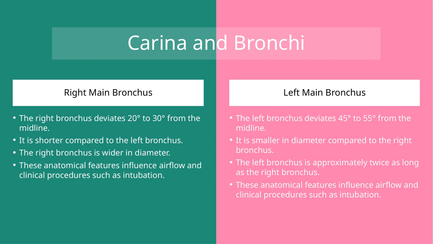helps ensure proper placement. Now, turning to the left bronchus, it deviates more, about 45 to 55 degrees from the midline. It's smaller in diameter than the right bronchus and approximately twice as long. These features again influence airflow patterns and are crucial considerations during procedures involving the airway. Overall, these structural differences between the right and left bronchi are key to understanding how air travels into the lungs and how clinicians approach interventions safely and effectively.